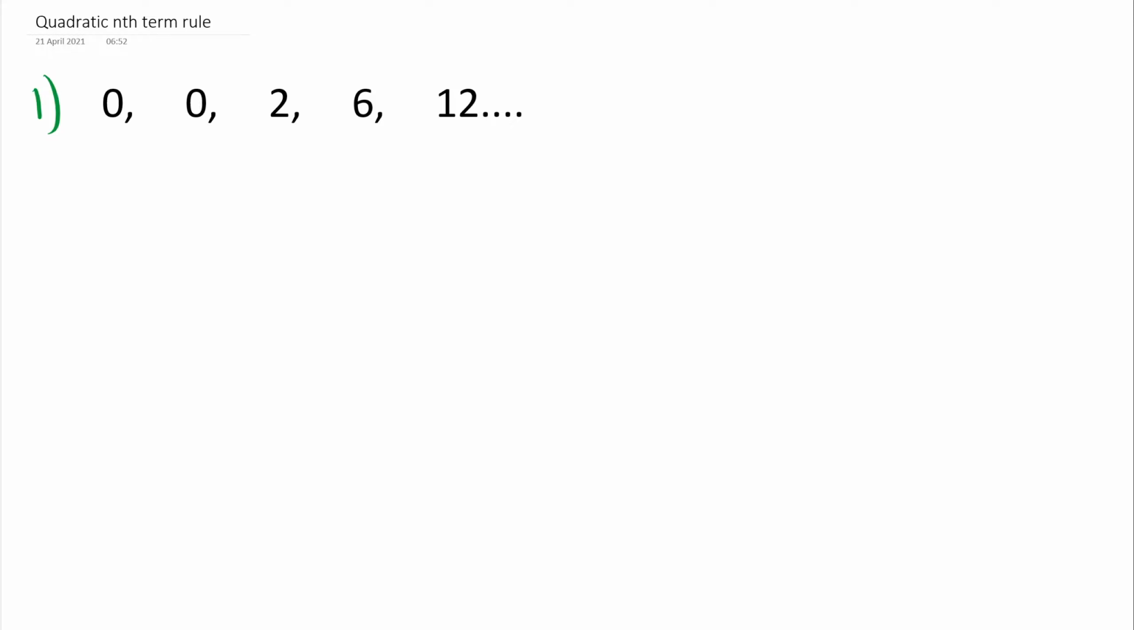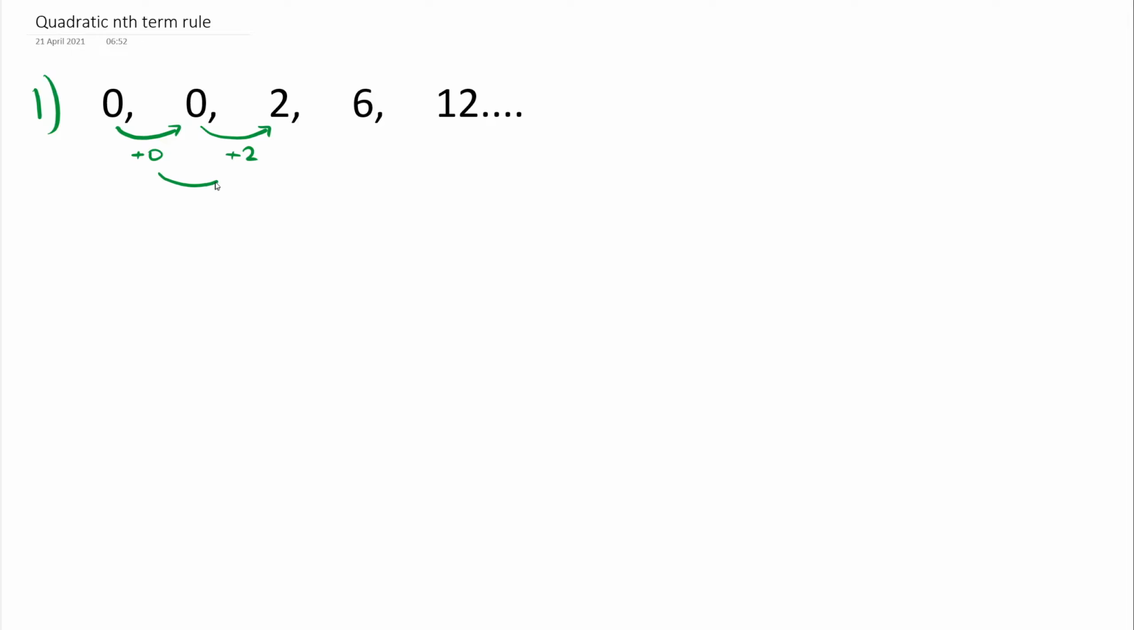Okay, so we're going to have a look at some difficult quadratic nth term rule questions. So here we have a sequence. Now, if we know it's a quadratic nth term rule, or we know it's an nth term rule of some kind, we will start with the first difference for the first two terms. So from 0 to 0, we're adding nothing at all, and from 0 to 2, we're adding 2.